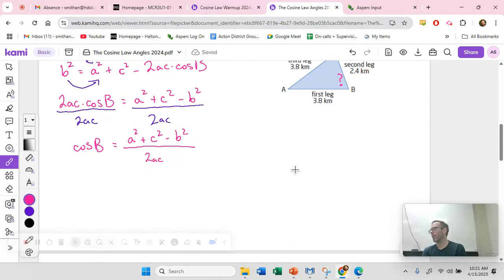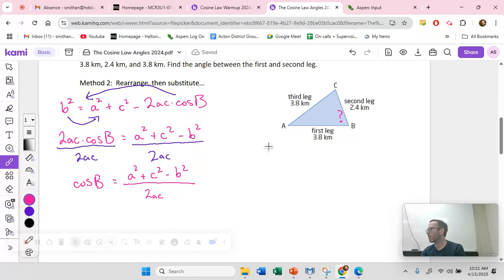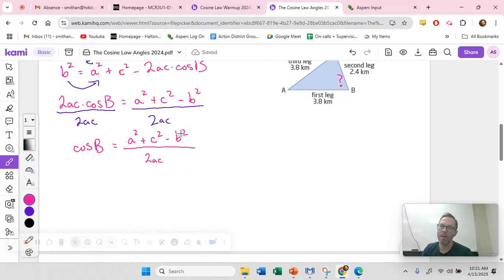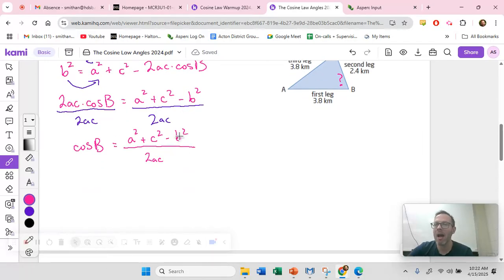This is the alternative method, and it's the method I'll be using moving forward. And just like I will always give you guys the cosine law for sides, I usually give you guys the rearranged version too. So now that we've done the heavy lifting up front, now let's just plug stuff in.